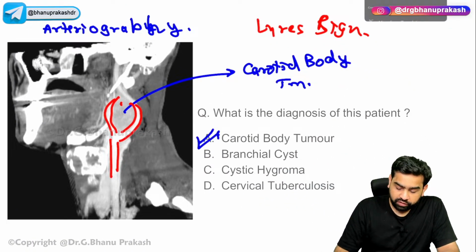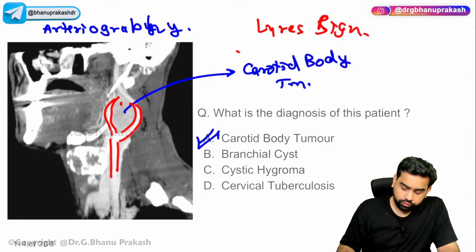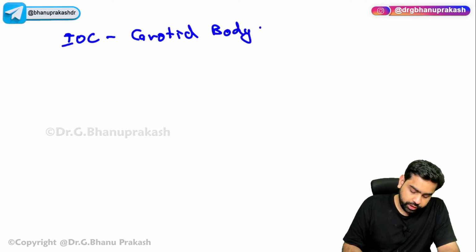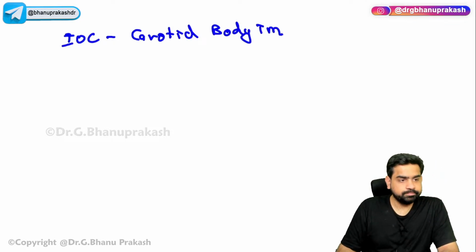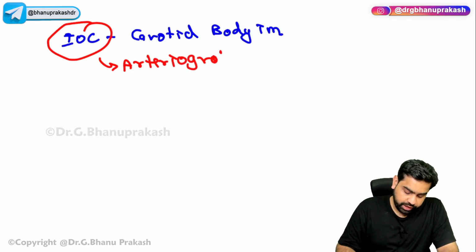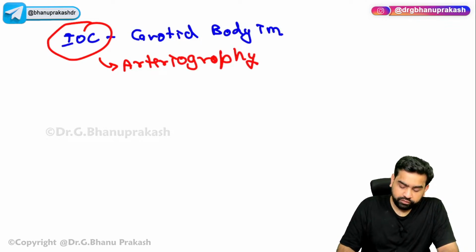Okay, now if I ask you what is the investigation of choice for the carotid body tumor, can you please help me with this? What is the investigation of choice? It is arteriography. So please do not mark it as a biopsy or an FNAC, right?